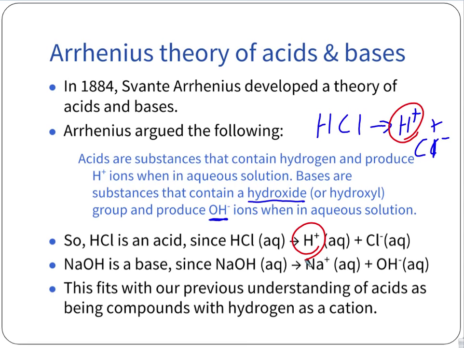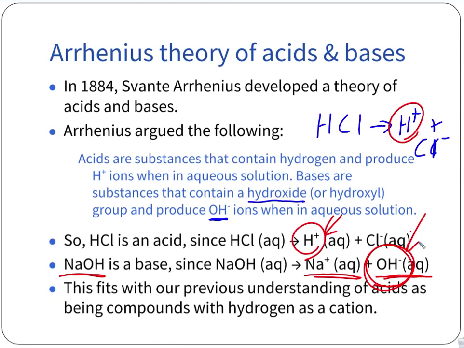Similarly, sodium hydroxide, NaOH, is a base because whenever it's placed into aqueous solution, it goes into sodium and a hydroxide ion. But the key is that hydroxide ion. All acids, according to Arrhenius, break up in solution to produce hydrogen ions, H+ ions. All bases break up to produce hydroxide ions, OH-. And that's what makes it an acid or a base.